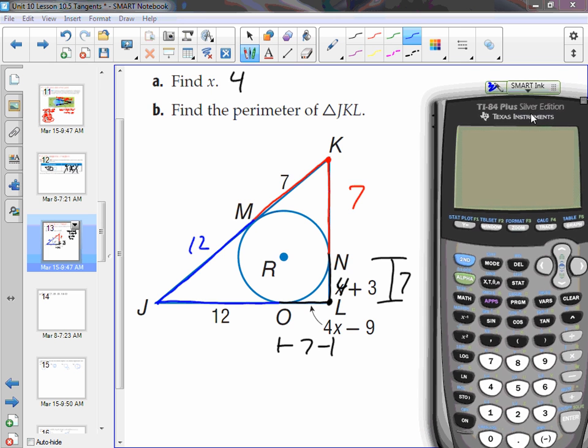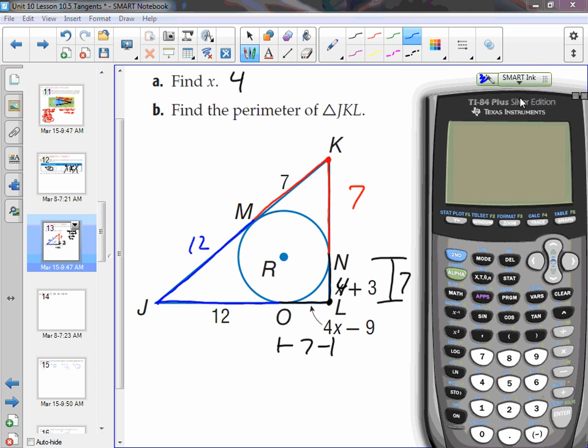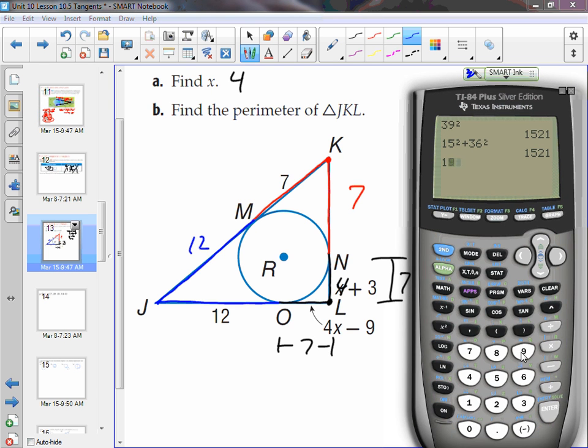Well, now it's easy to get the perimeter. Okay, I have two sides. Well, what's 12 plus 7? All right, so I've got a side of 19, and then down here, JL is also 19, and then KL is 14, so the perimeter is 52.